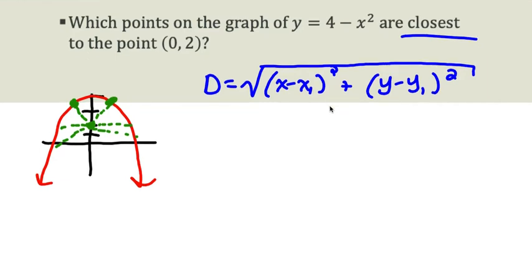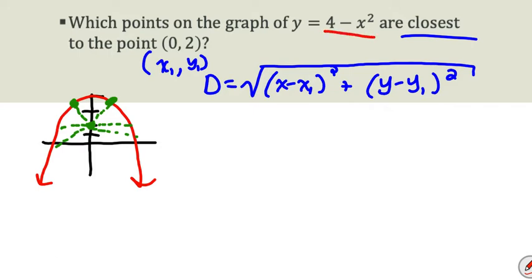Now, (0, 2) is our x1, y1. When we're plugging this in, remember we need one variable to be left. The easiest one here is to be left with x. And you might be thinking, well, what do I do with y?